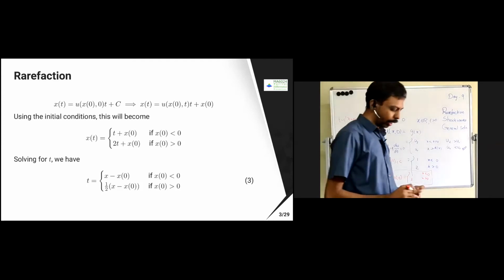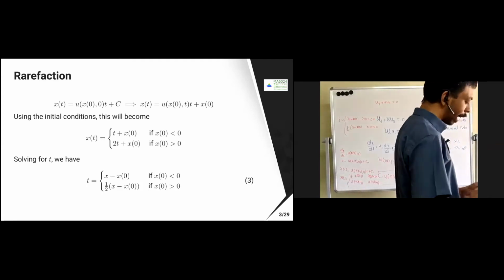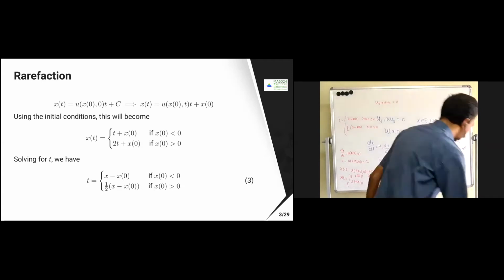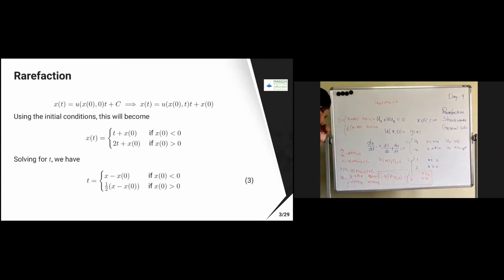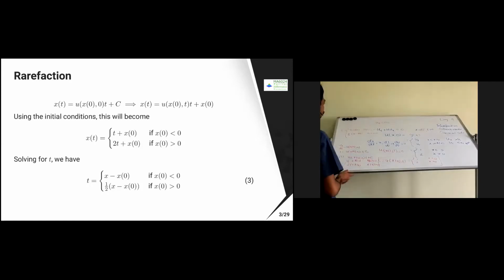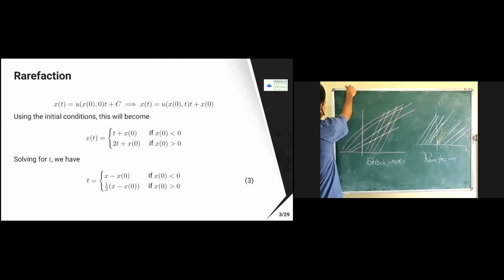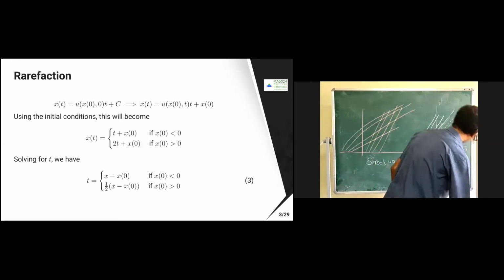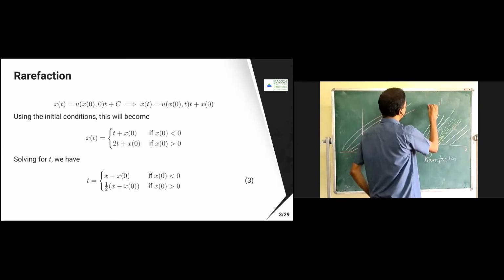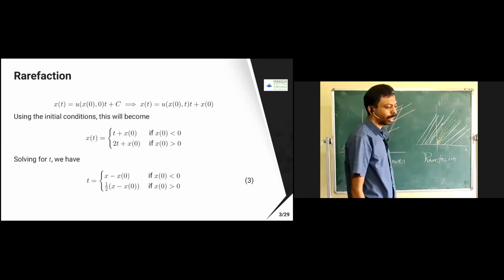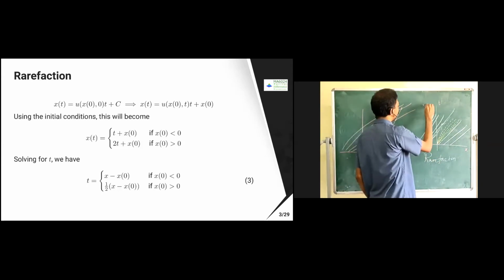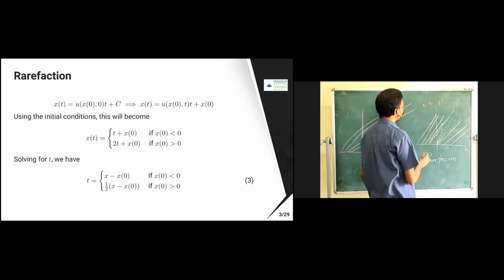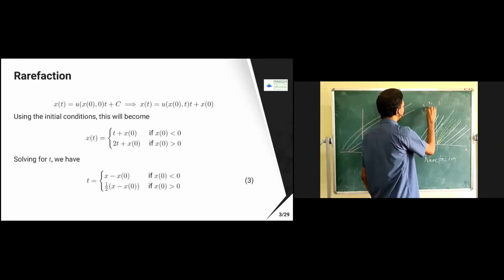Therefore, we need to write the characteristic lines, right? So what is going to happen to the characteristic lines? The characteristic line is going to become like this way. You see here, this is called rarefaction. One characteristic line is x minus x naught. Another characteristic line is 1 by 2 into x minus x naught.